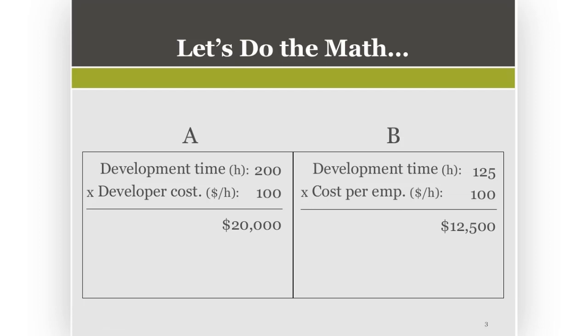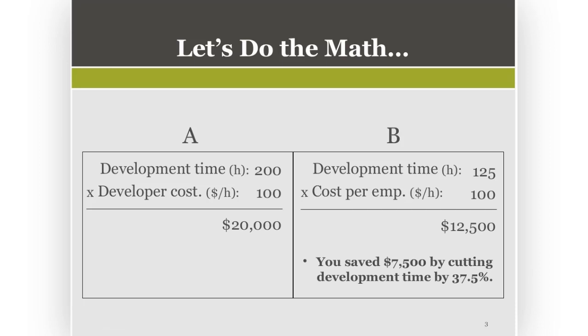Well, let's suppose we have been asked to cut the development time for that same product down to 125 hours. This is what everybody wants us to do: more with less. Do the same program, and instead of spending 200 hours to do it, do it in 125 hours. So that's great. That's going to be $12,500 for a cost instead of $20,000. We just saved $7,500 by cutting development time by 37.5%.